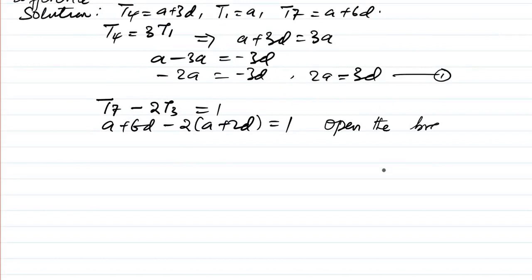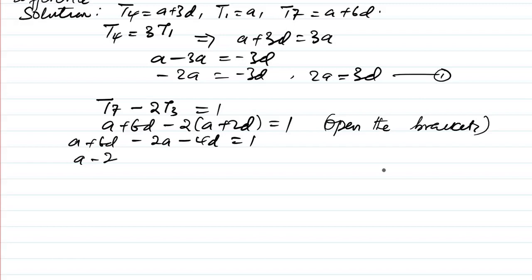Open the brackets. In opening the brackets here, we're going to have A plus 6D minus 2A minus 4D will be equal to 1. So that means that A minus 2A plus 6D minus 4D will be equal to 1. So minus A plus 2D will be equal to 1.